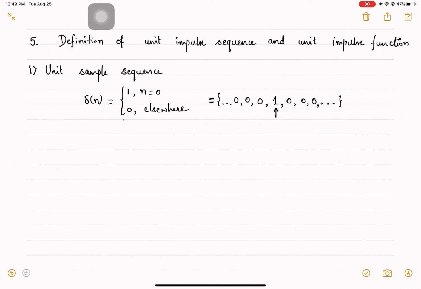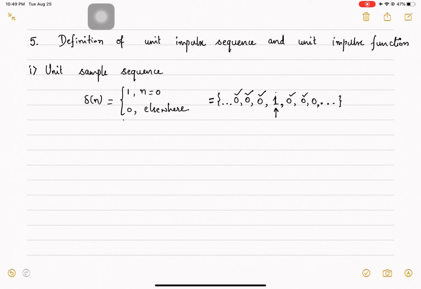So this is the value of the function at n equal to 0, and this is at n equal to 1, n equal to 2, so on and so forth on the right hand side of n equal to 0. And this is the value of the function at n equal to -1, -2, -3, so on and so forth on the left side of n equal to 0.